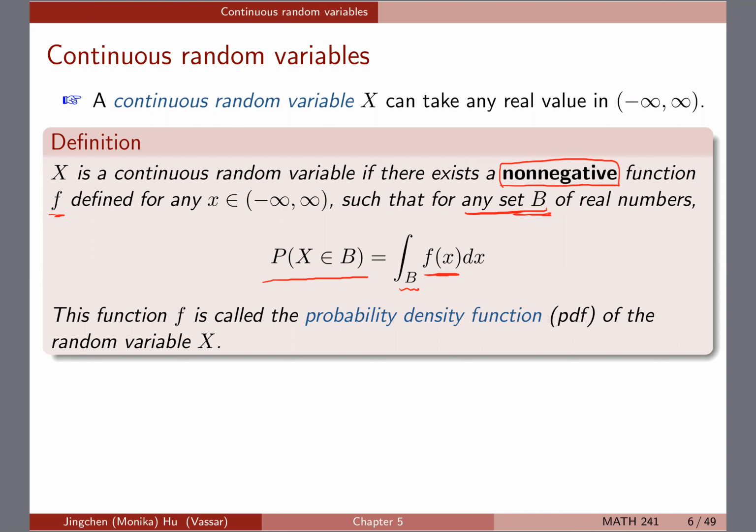Okay? So once we define a continuous random variable in this way, we have a special name for this small f(x). It is the probability density function, in short, PDF of the random variable X. Earlier in the previous chapter, chapter 4, we talked about the discrete random variable and the probability mass function, PMF. Here we talk about the probability density function because we work with a continuous random variable.